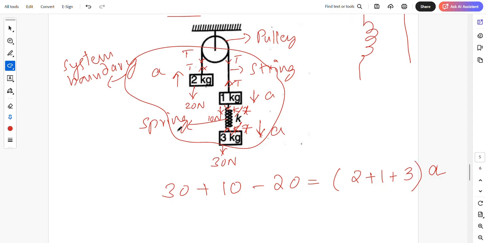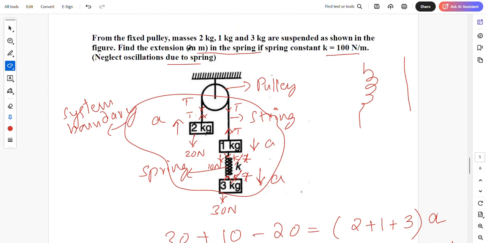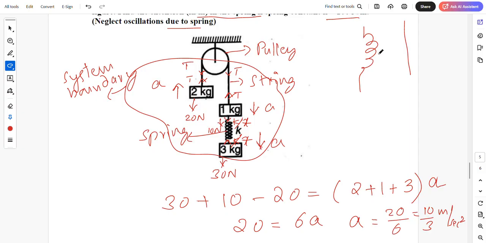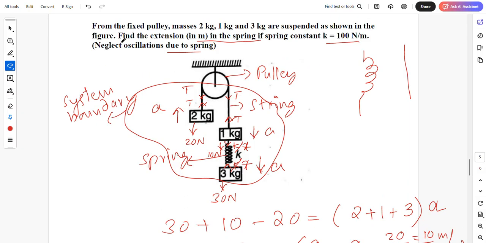Now 30 plus 10 is 40, minus 20 is 20. That is equal to 2 plus 1 plus 3, that is 6, into A. Therefore A is equal to 20 by 6, that is equal to 10 by 3 meter per second square. Now what are we supposed to calculate? Find the extension in meter in the spring, if spring constant is 100 Newton per meter. Now you are supposed to calculate the extension in the spring.